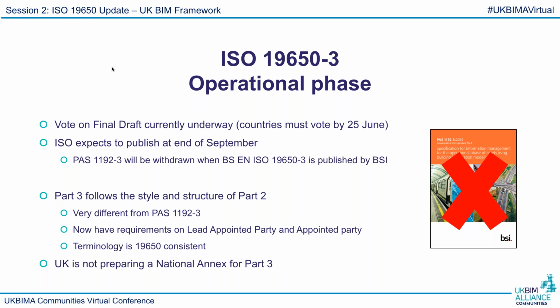When that happens, the ISO will be adopted also by CEN, the European standards body, and through CEN it will be issued to BSI, and BSI will then publish it in the UK as BS EN ISO 19650 Part 3. So that's hopefully going to be sometime in late October. When that happens, or very soon afterwards, then PAS 1192 Part 3 will be withdrawn, because these two standards will both be covering the same technical area, and that's not something that can happen.